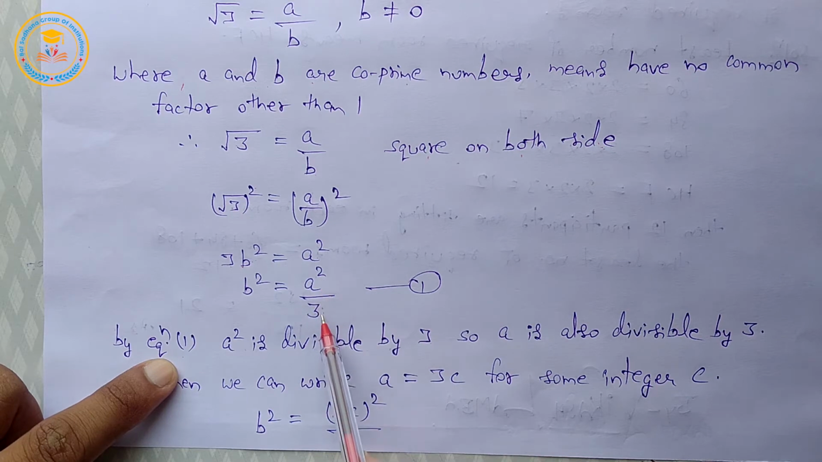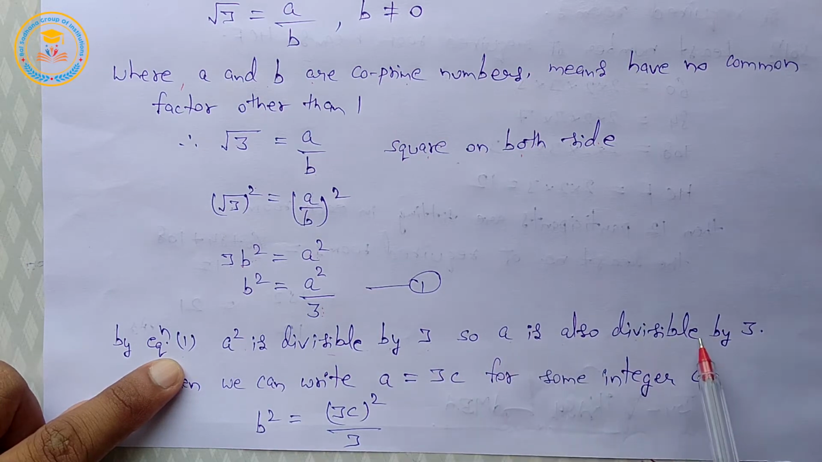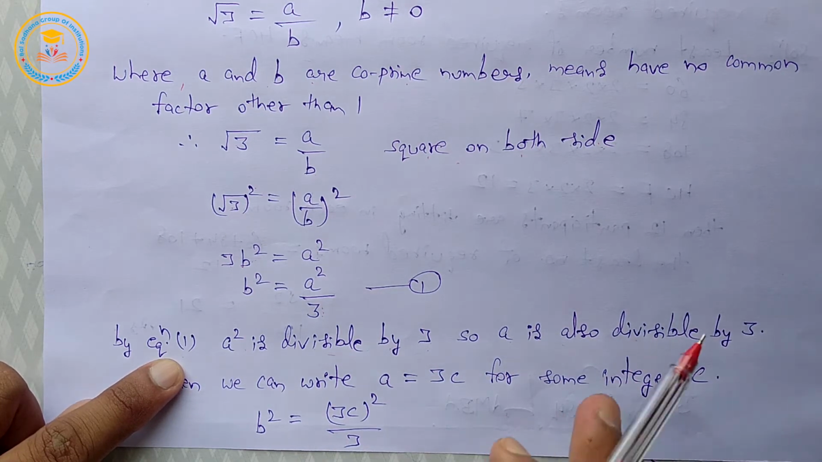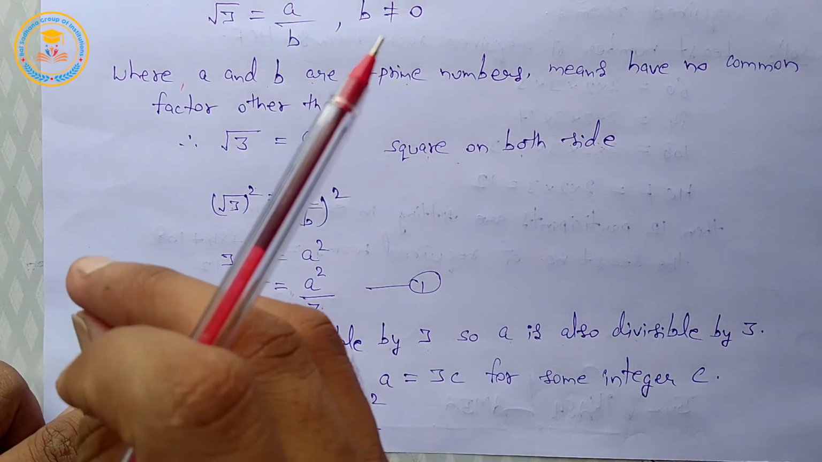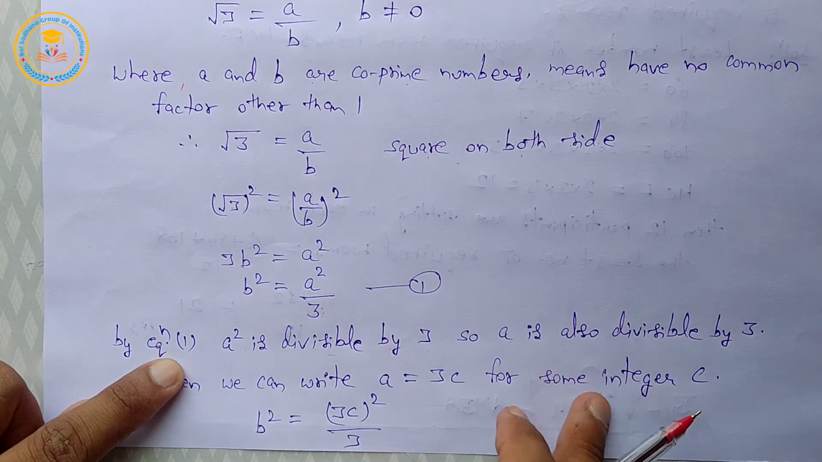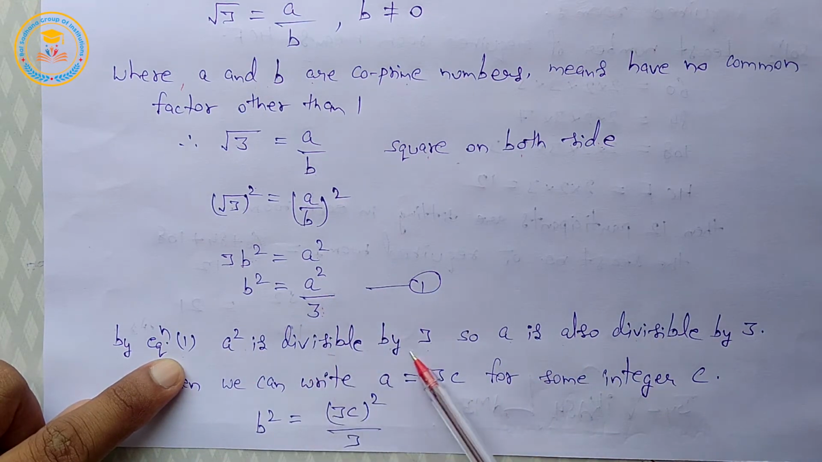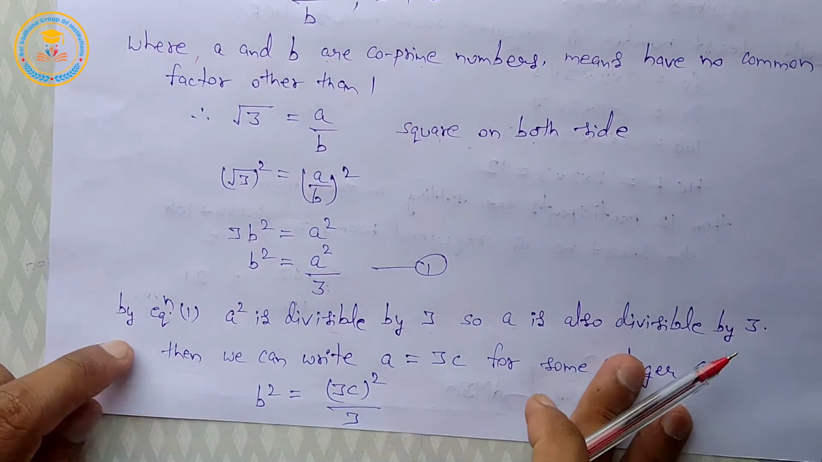Here a square is divided by 3, so a is also divided by 3. If a number is divided by 3, then its square is also divided by 3. By the same process, a square is divided by 3, therefore a is also divided by 3.